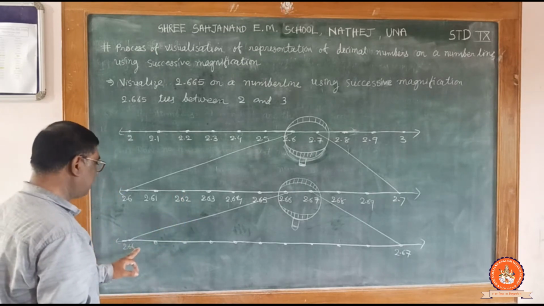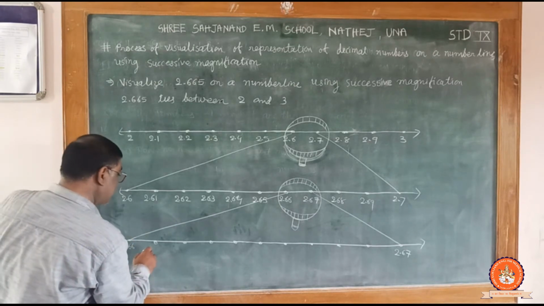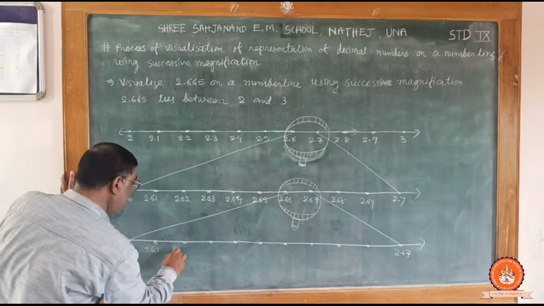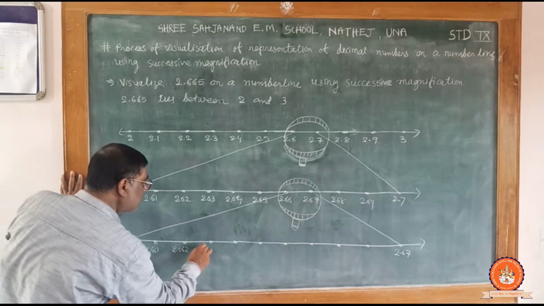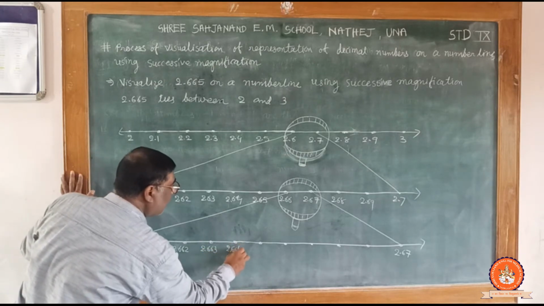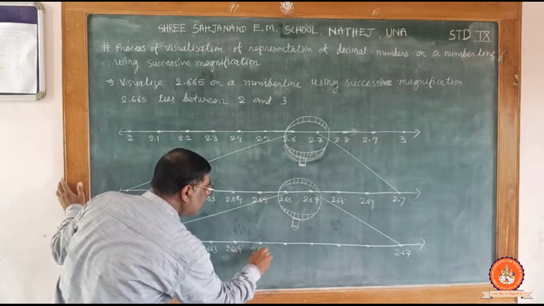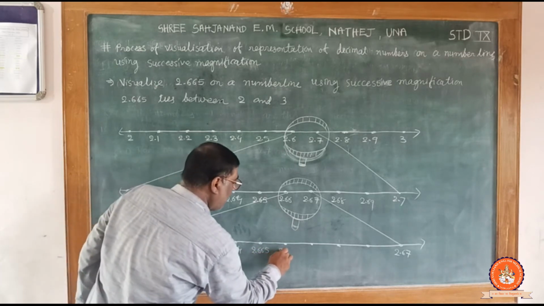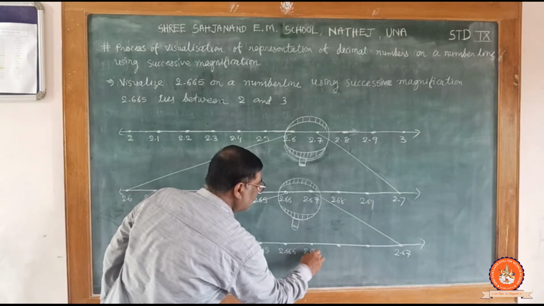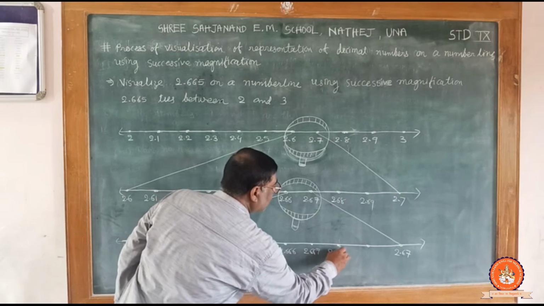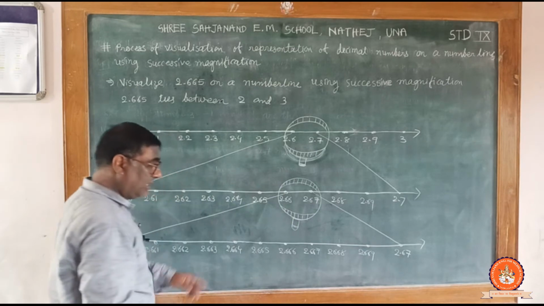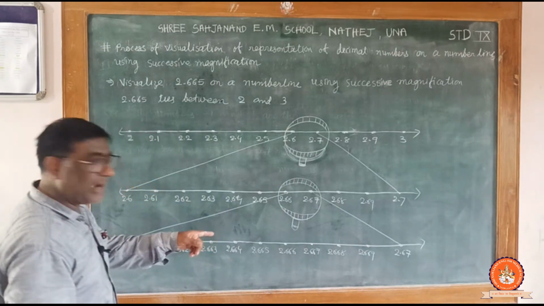So 2.66, then the next point after 2.66 will be 2.661. It will be 2.662, 2.663, 2.664, 2.665, 2.666, 2.667, 2.668 and 2.669. Then there will be 2.67. But here we are able to find our number.